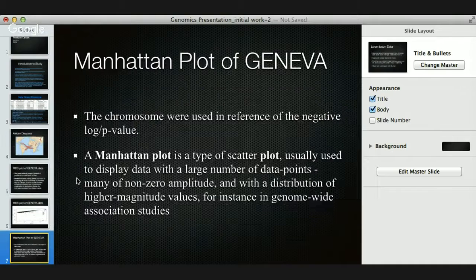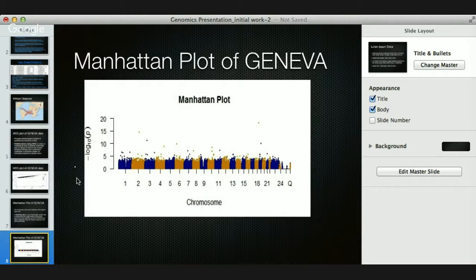The next graph I did was the Manhattan plot, and that was also in GENEVA. This revolves around the chromosomes used, in reference to the negative log of the p-value. A Manhattan plot is a type of scatter plot graph usually used to display data with a large number of data points, including non-zero amplitudes as well as distributions of high magnitude values. For instance, we have genome-wide association studies and other familial studies as well. This one I was able to get in color. This is the Manhattan plot, and this was done in GENEVA as well.